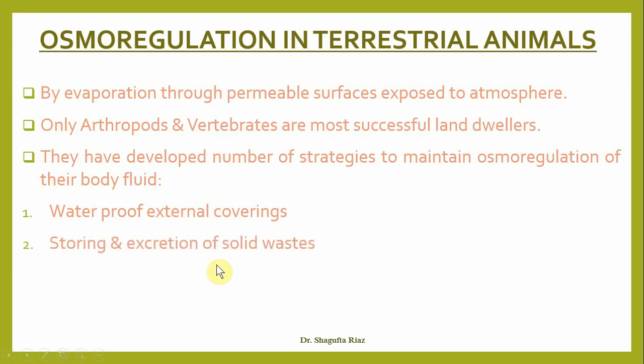Then storing and excretion of solid waste. Reptiles, birds, and insects excrete uric acid as the nitrogenous waste, which is insoluble in water. So they store it temporarily in their body and reabsorb the water from it. Then use of metabolic water. In a few animals like camel and kangaroo, they use water which is produced during the breakdown of their body fats. We know that the camel can survive without drinking water for several days, because it can use the water produced in the breakdown of body fats, right?